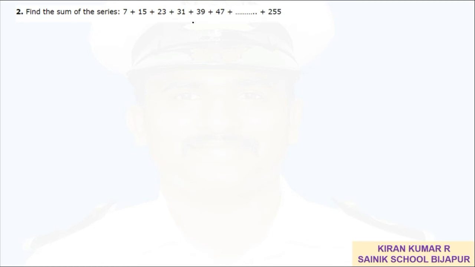How many terms are there? It is not asked, but a similar question can be asked: find the number of terms of the sequence. First, let me find out whether the given sequence is an arithmetic progression or not. For that, I'll consider the second term minus the first term. It is 15 minus 7, nothing but 8.